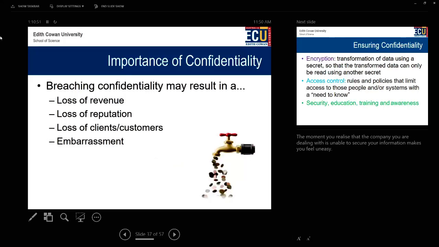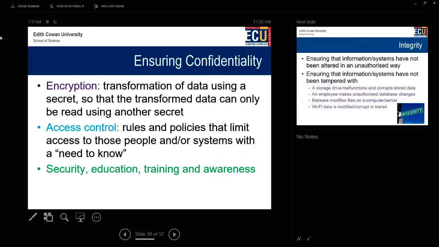Breaching confidentiality may result in loss of revenue, loss of reputation for the organization, loss of clients and customers, as in the case of Yahoo, Uber, Marriott and others, and embarrassment for the organization as well. We can ensure confidentiality using encryption. Module 4 is on encryption. We can ensure confidentiality using access control. There's a module on this as well. And essentially, we need to implement security controls. We need to educate our people, and give enough training and awareness to our employees to be able to ensure confidentiality.